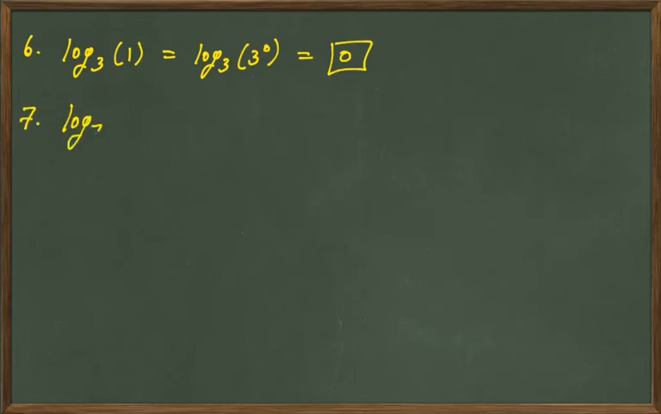All right, let's look at the next one. Log base 7 of the square root of 7. We can rewrite that as log base 7 of 7 to the 1/2 power. Remember, the square root is the same thing as the 1/2 power. Now we got the matching bases, so we will be left with the exponent of 1/2.